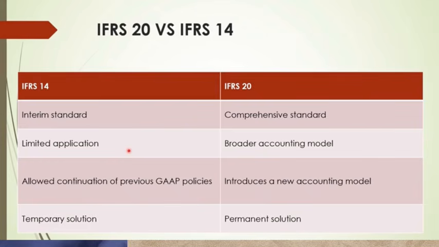That's the first difference. The second difference: IFRS 14 has a limited application. It does not cover the rate-regulated industry as a whole. Now, IFRS 20 is broader, wider. So it's a wider accounting model. IFRS 14 allowed continuation of previous generally accepted accounting principles and policies. IFRS 20 says, well, let's introduce a new accounting model. So there's a new accounting model to follow.